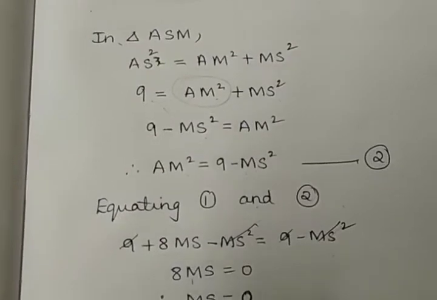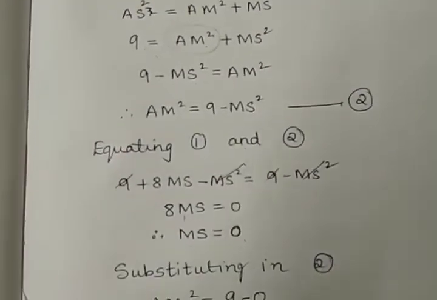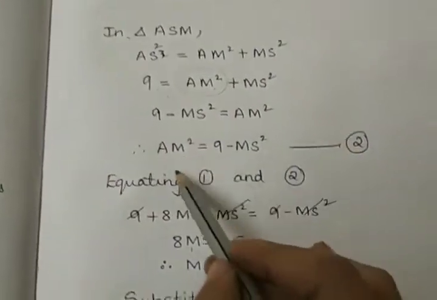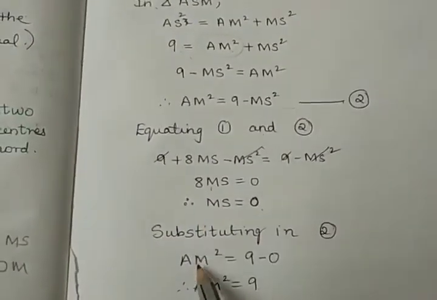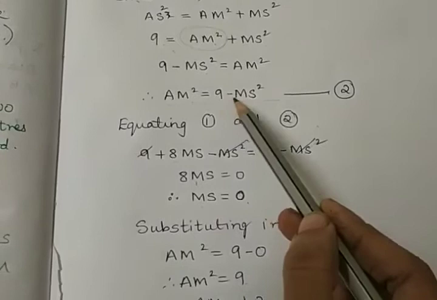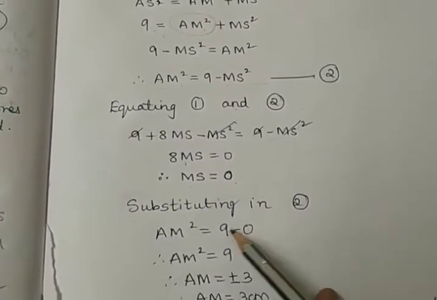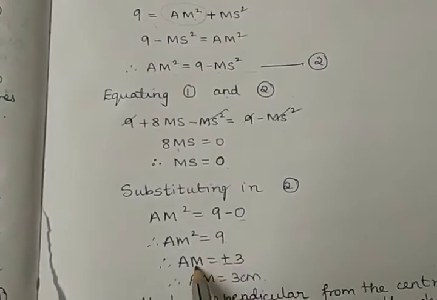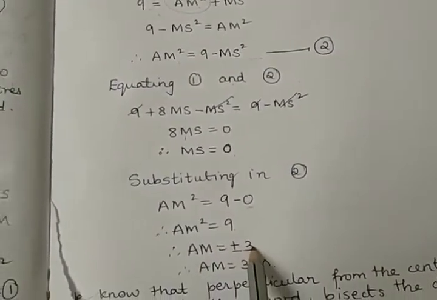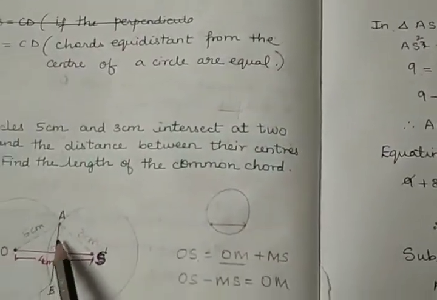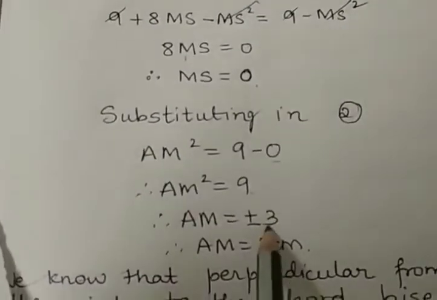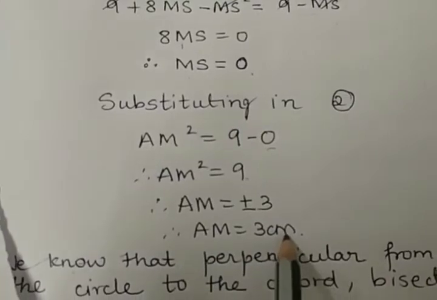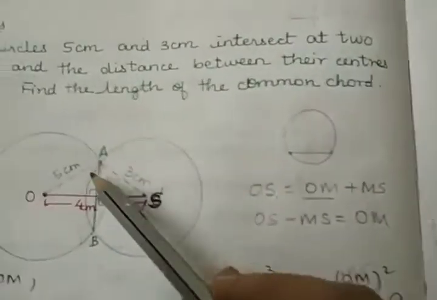Correct? Now substituting MS equal to 0 in 1 or in 2, I will get AM square is equal to 9 minus MS square, and MS is 0. So 9 minus 0. AM square is equal to 9. So AM has to be plus or minus 3. Now AM is the length of this chord segment. So it cannot be negative. Length cannot be negative. Therefore AM is equal to plus 3 centimeters. So now we got AM.